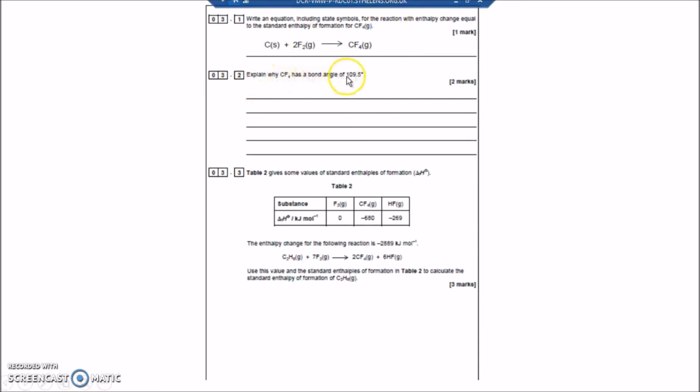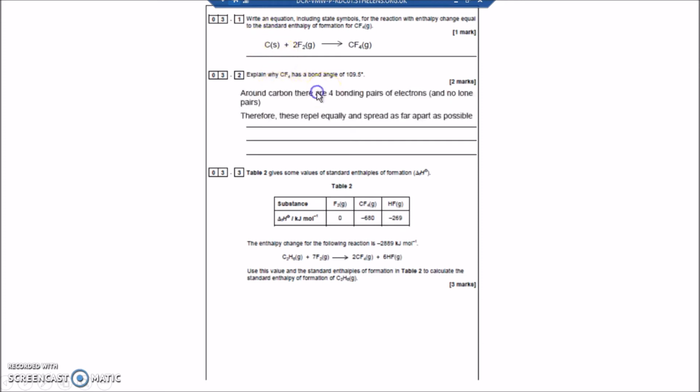Explain why CF4 has a bond angle of 109.5. Well, carbon's in group 4, so it has 4 electrons in its outer shell. If 4 Fs come and bond with covalent bonds, carbon's going to have 4 bonding pairs, and it's got no leftover electrons, so it's going to have no lone pairs. It's got 4 bonding pairs. These will repel equally and as far apart as possible and form a bond angle of 109.5. It will form a tetrahedral shape.